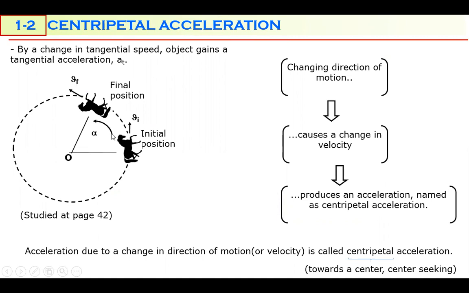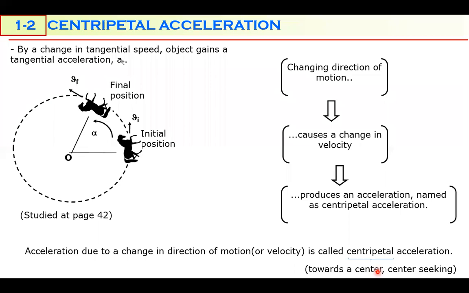But if the direction of motion is changing, yes, it's like this, like this, like this. So the direction of the motion is continuously changing. A change in direction of the motion causes a change in velocity. This change in velocity produces an acceleration named centripetal acceleration. That's why centripetal acceleration is defined as acceleration due to a change in direction of motion only, or direction of velocity.